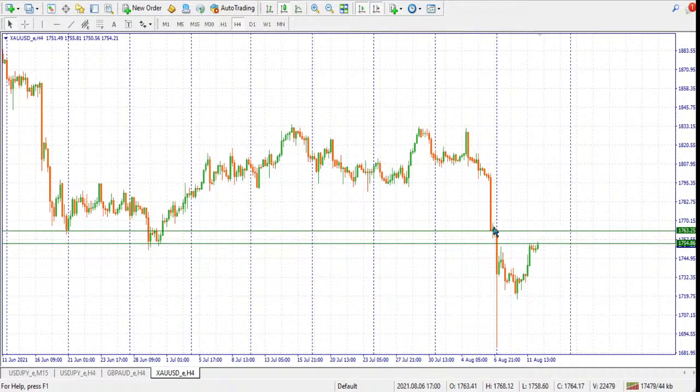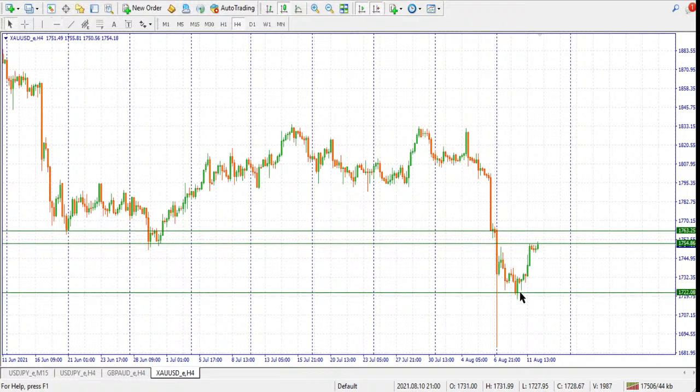Unless the price closes above the high of this indecision candle, this remains a good place to look for a sell from. So we are going to pick a sell position if the price gets to somewhere around this point. We do expect that sell to push us down at least up to this point here.